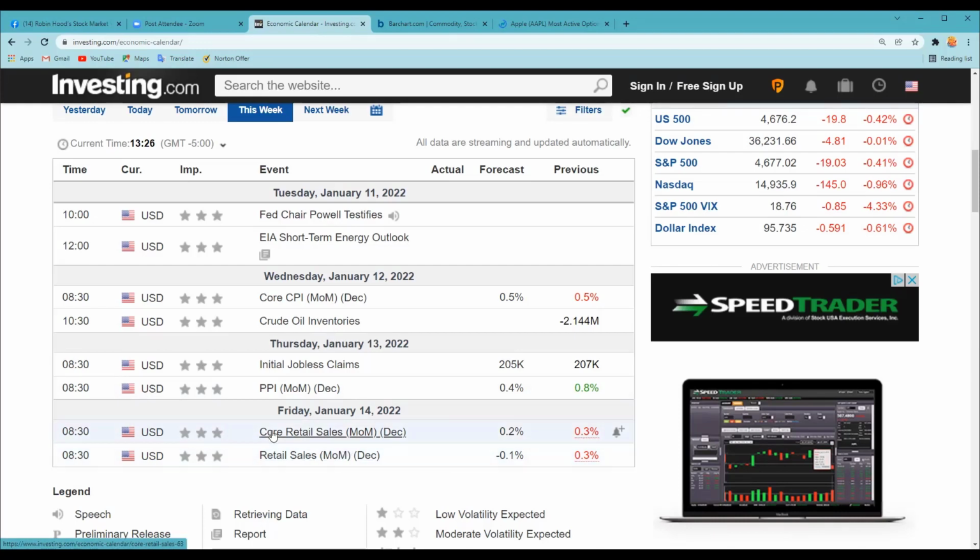So the first one will be the core retail sales month over month for the month of December. So the previous month for November was 0.3%. So they're thinking it's going to be at 0.2%. And so the regular retail sales will be down a little bit. So this is obviously affected by shortages.